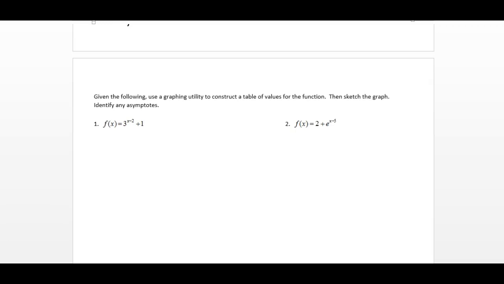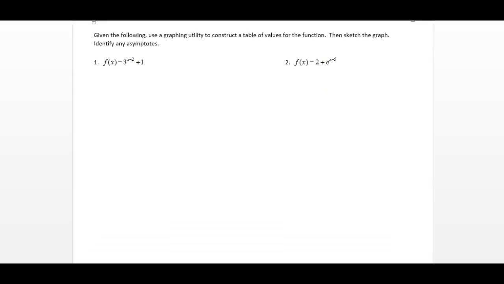Now, given the following, use a graphing utility to construct a table of values for the function. Then sketch the graph and identify the asymptotes. Graphing utility is code for a calculator, people. So you're going to use a calculator to help you. You could put this in the y equals line and go to the table if you so wish. So your x and your y. Let's just be consistent and use -2 to +2 as our x values.